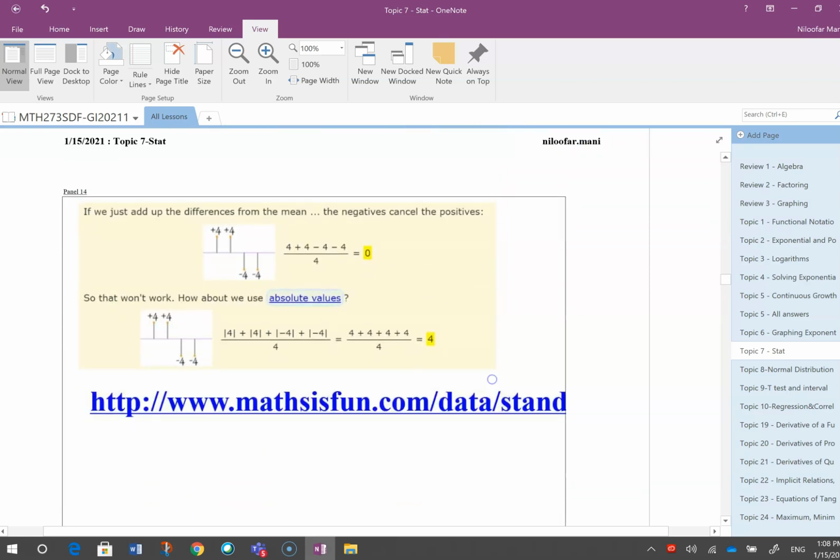What's the reason I have absolute value? Look here. For example, if I have differences of 4: x1 minus x bar is 4, x2 minus x bar is 4, x3 minus x bar is minus 4, and x4 minus x bar is minus 4. If I add them all, they cancel each other and the sum will be 0. But this is not 0. The difference between each value and the mean is really 4, because all of them are 4. So I add with absolute value because I do not want negative and positive to cancel each other.